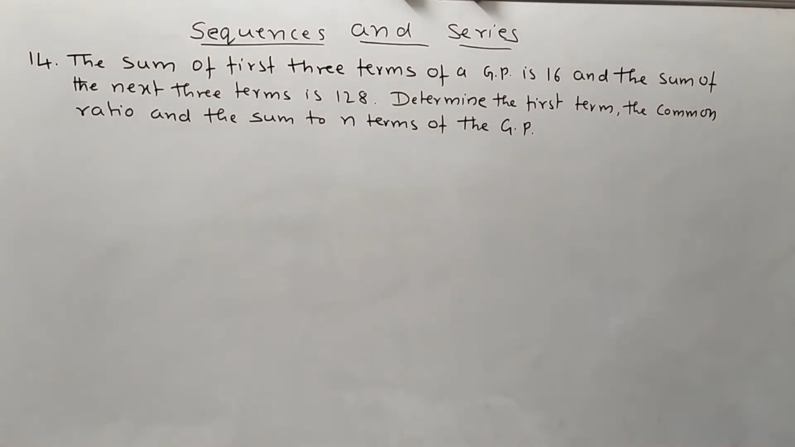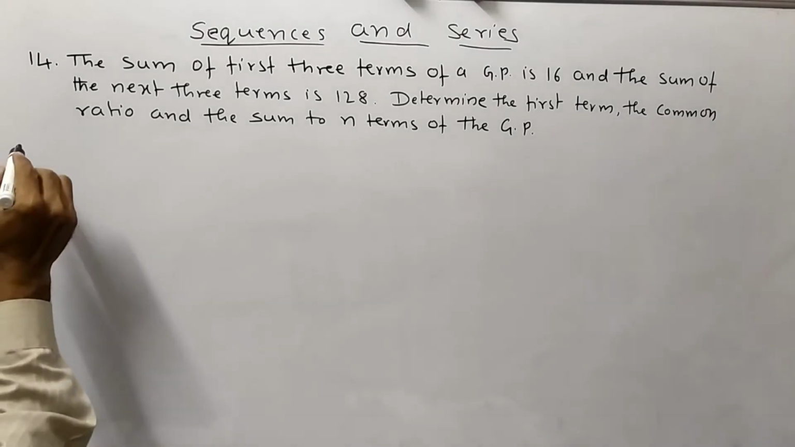14th question. The sum of first three terms of a GP is 16, and the sum of the next three terms is 128. Determine the first term, the common ratio, and the sum to n terms of the GP.